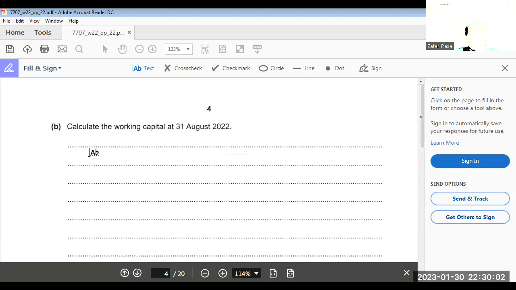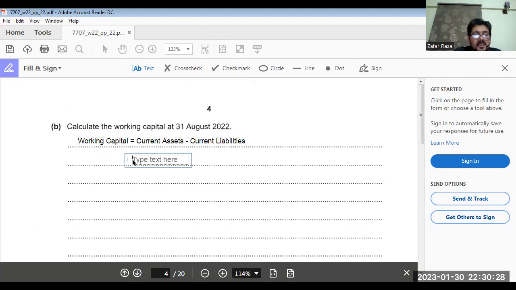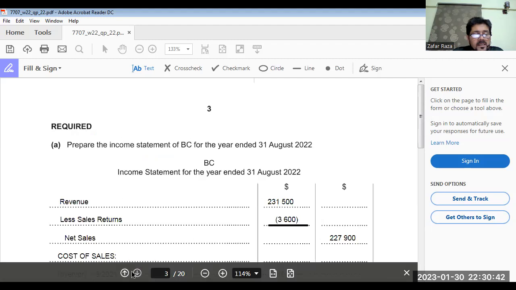Calculate the working capital. So what is the formula of working capital? Working capital is equal to current assets minus current liabilities. See, what are the current assets available in this question? Again, move to the question. We have current assets available.